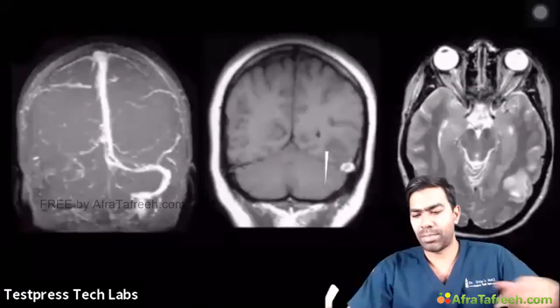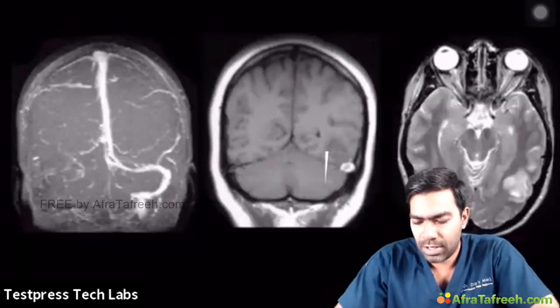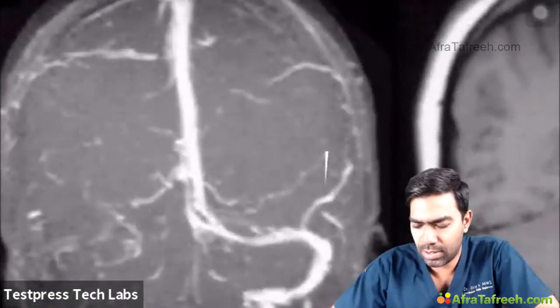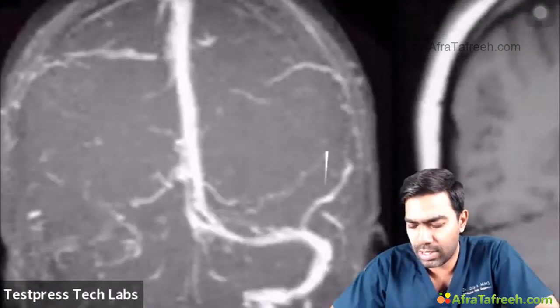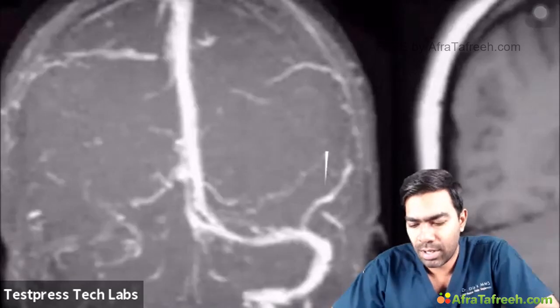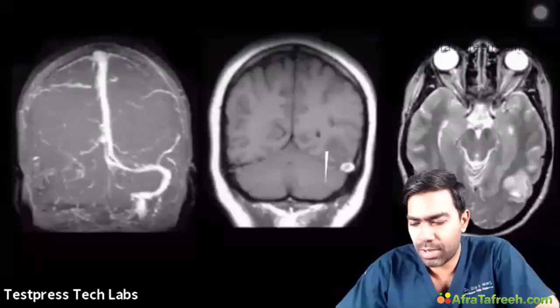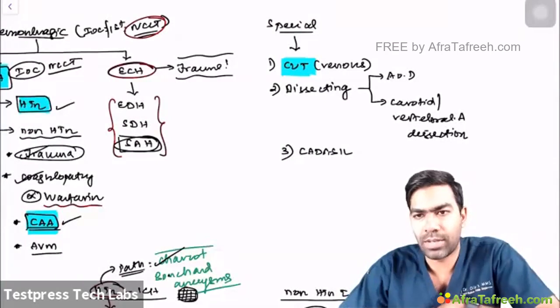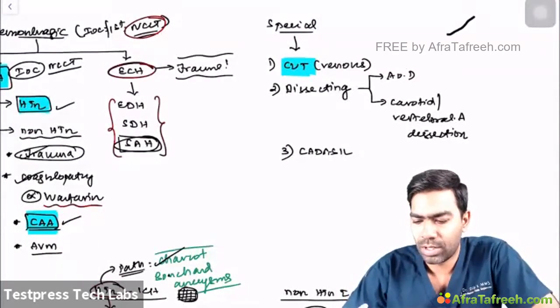And this is an example of MRV showing cortical venous thrombosis. You can see on the right side, you're not able to see any filling at all. So this is what we define as filling defects. And this is very classical of a cortical venous thrombosis in an MR venogram. I think that must be it. So I think we can move on to the other types of strokes.